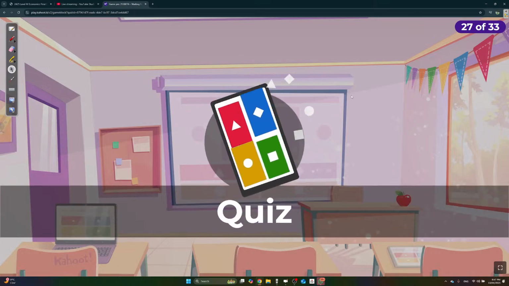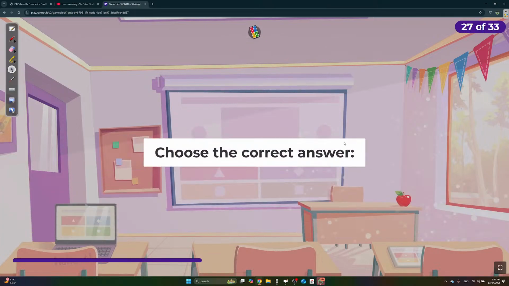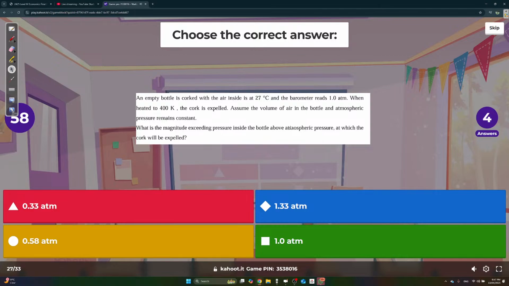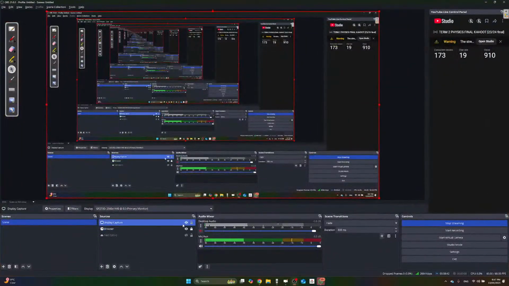Okay, moving on. 7 questions left. Choose the correct answer, and you need to look at the photo. So this came previously in an exam. 1 second.